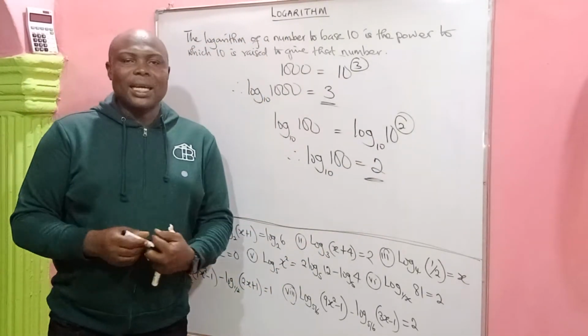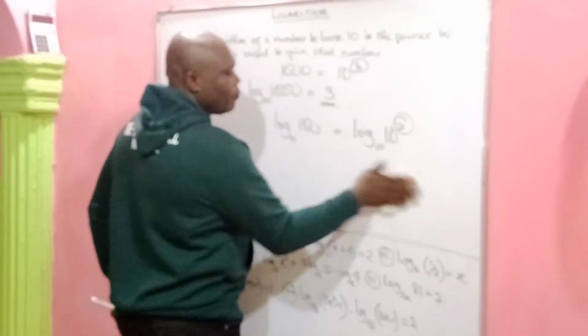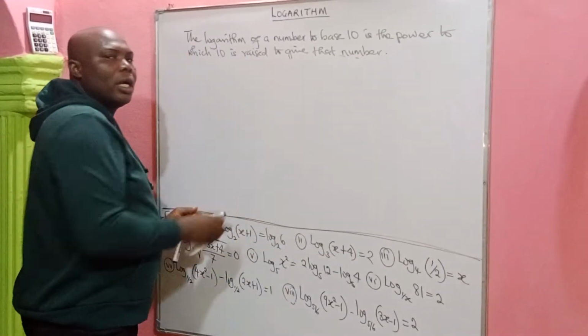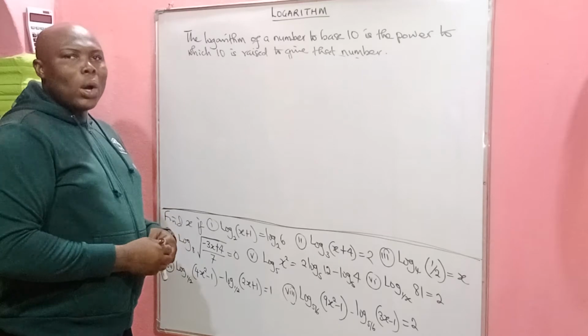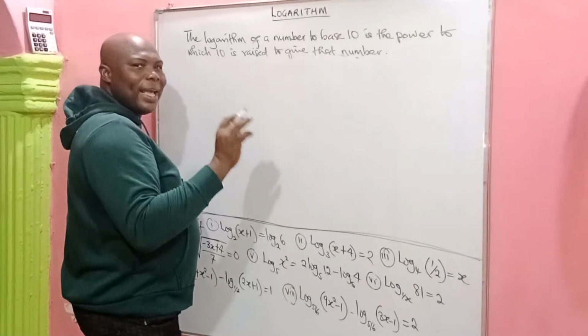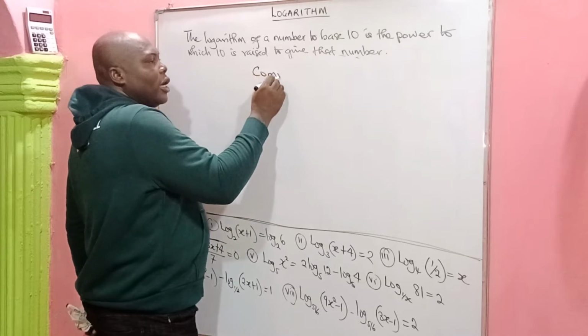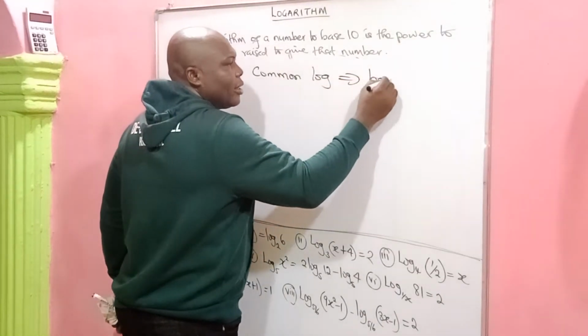Now we have basically two types of log. The first one is the common log. The common log is the log that is raised to the base of 10. Anytime you have the common log, it means that the base is 10.